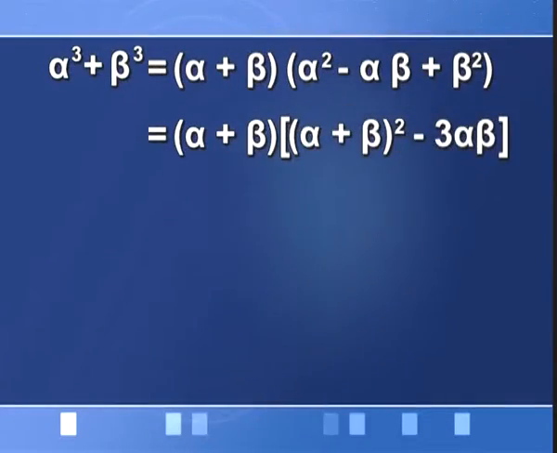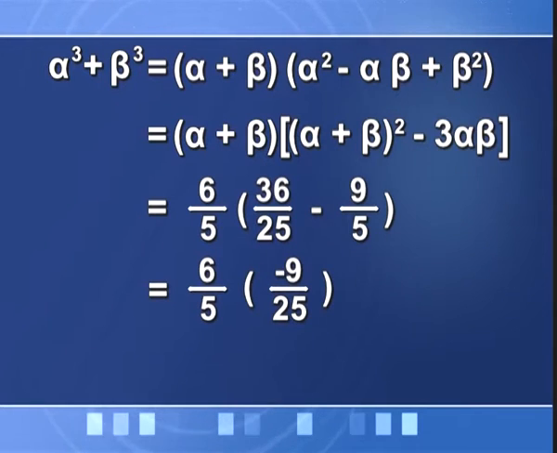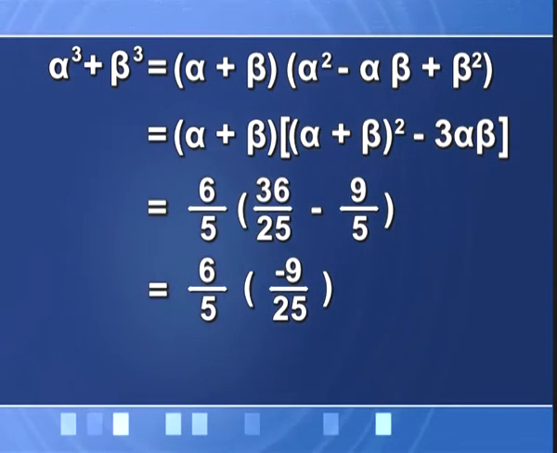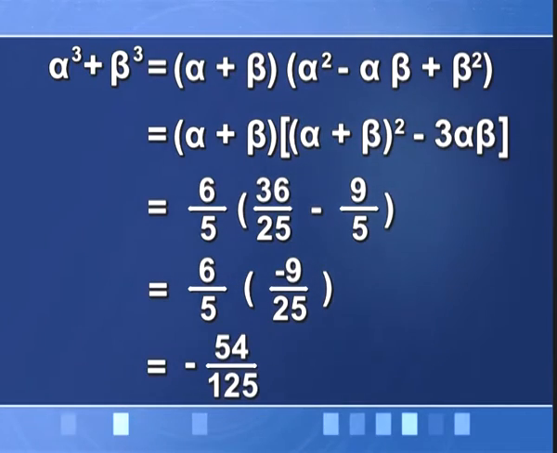I readjust this because the values known to me are only alpha plus beta and alpha beta. So, alpha square plus beta square is not known to me. So, I change this term in the bigger bracket to bring in alpha plus beta and alpha beta, and using these values, I write down that alpha cube plus beta cube is negative 54 by 125.